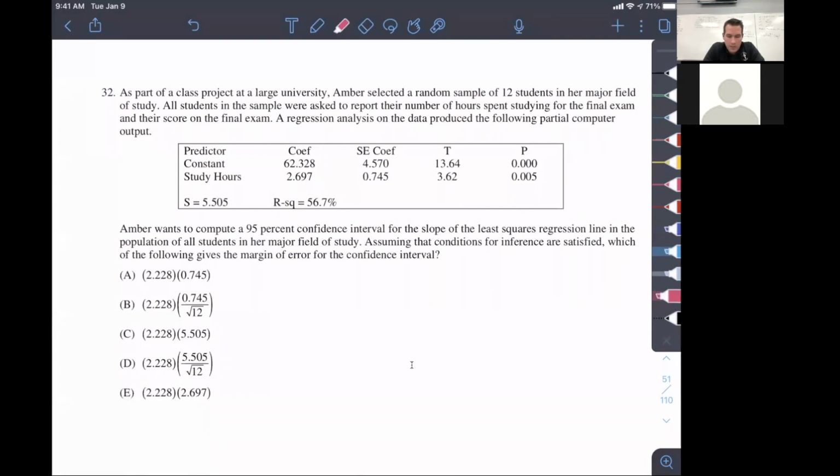Amber wants to compute a 95% confidence interval for the slope of the least squares regression line, the population for all students, assuming the conditions for inference are satisfied. Which of the following gives the margin of error for the confidence interval? Okay, so margin of error, if we're doing slope, plus or minus our critical value of n minus 2 times s over the square root of n.